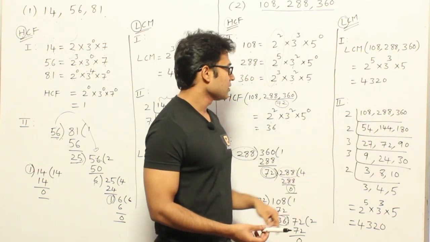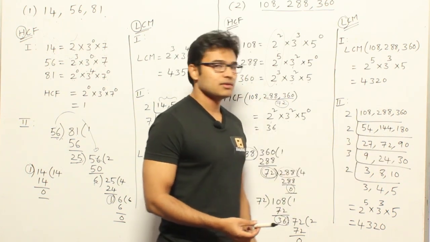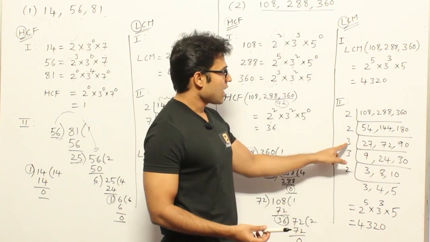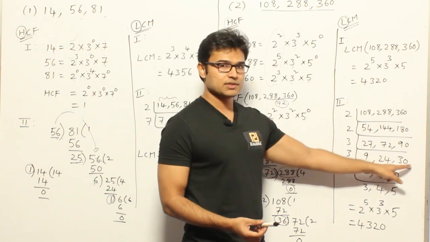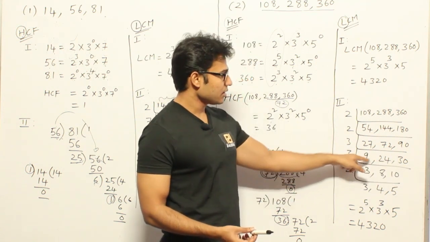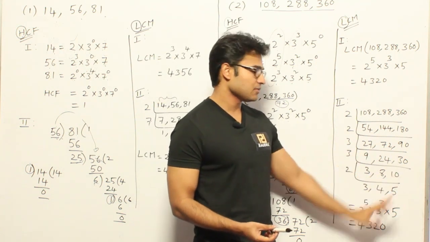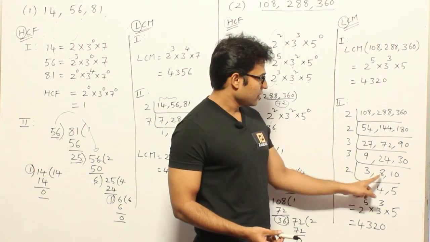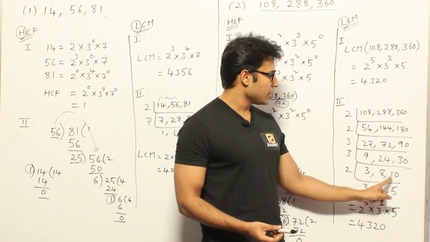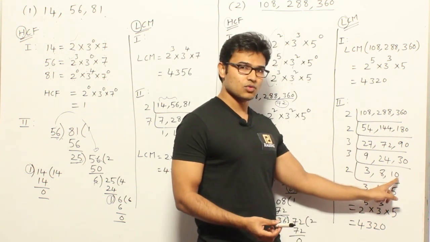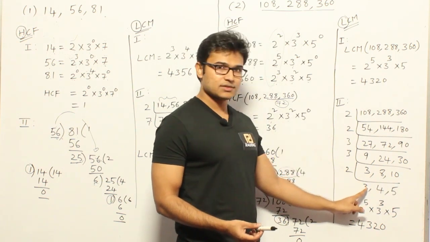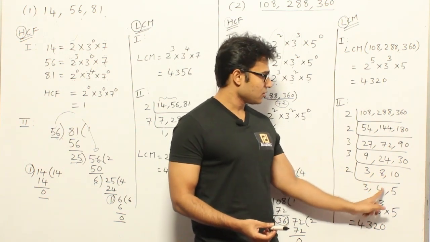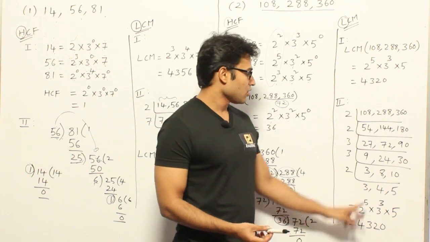Now I found out that all 3 are divisible by 3. Therefore I'm again dividing with 3 and I'm writing the quotients here. And again I found out that all 3 are divisible by 3. Therefore I'm dividing them. And here I see that only 2 of them are divisible by 2. Therefore leave 3 as it is and divide those two and write the quotients there, right? So I got 4 and 5.